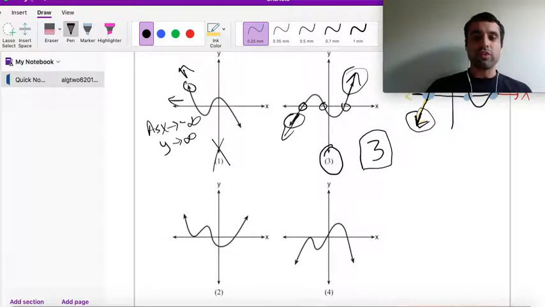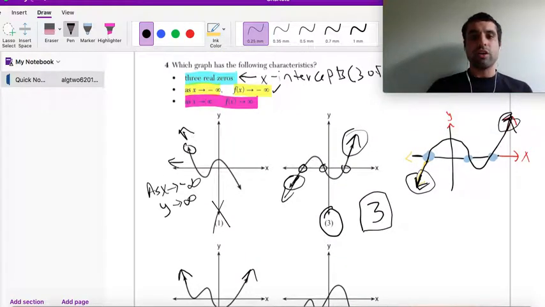If we look at choice 2 and 4, they're both pointing in the same direction. They're both increasing regardless of whether x is increasing or decreasing as their end behavior. All right, so those two are clearly out as well. All right, so that was question 4.